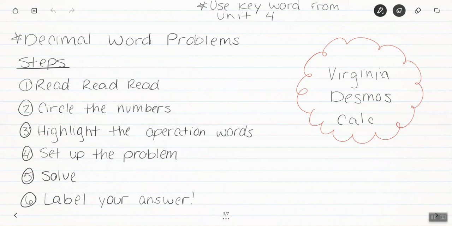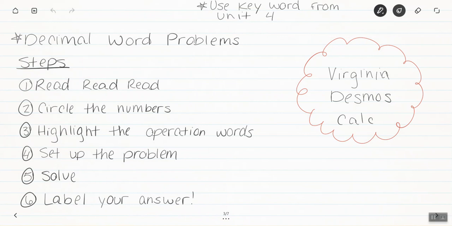So, steps to solving the word problem, you're going to read the problem. Read it a second time, read it a third time if you need to. You can circle the numbers, and I recommend doing that in a different color. Highlight the operation words using a highlighter. You're going to set up the problem, solve the problem, and label your answer.